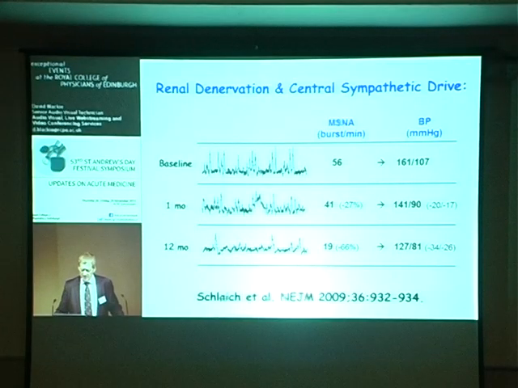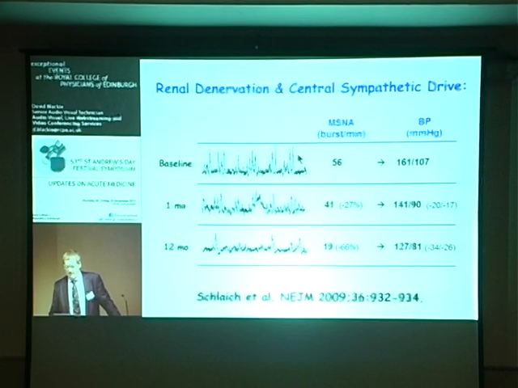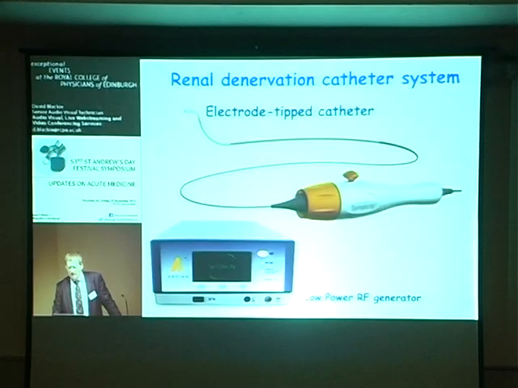And this is the data he showed. This was the muscle sympathetic nerve activity in the patient with high blood pressure. And when you ablated the renal nerves, it got less and less, and the blood pressure went down remarkably. And this was followed up by another study, but how they did the renal denervation was this thing. This is the Simplicity renal denervation catheter system.